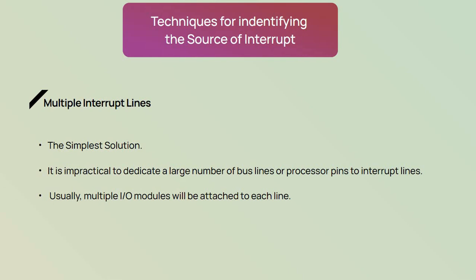Techniques for identifying the source of interrupt. The simplest solution to identify the source of interrupt is by providing each line for communication to each device. So whenever an interrupt comes from any line, we could easily decode from which line the interrupt has come.